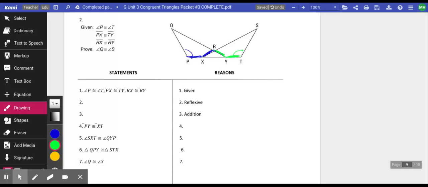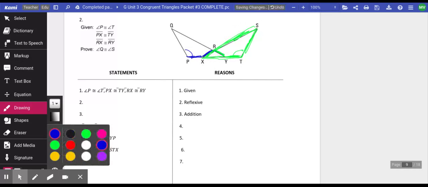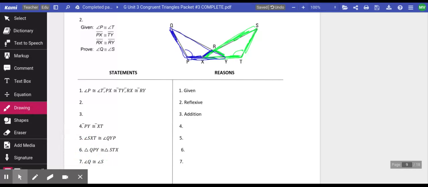So first thing I have is I used reflexive. Well, I'm looking for Q is congruent to S. So really the triangles I want are going to be this, because I want Q is congruent to S. So S is up here, which is part of this triangle. And then I want Q, which is part of this triangle, this blue triangle. So really, where I have overlap is XY. So I know XY is congruent to XY.